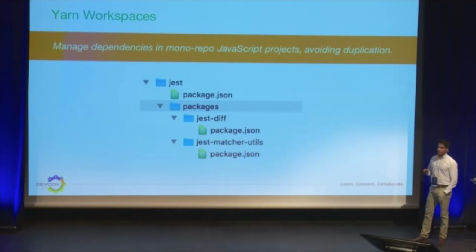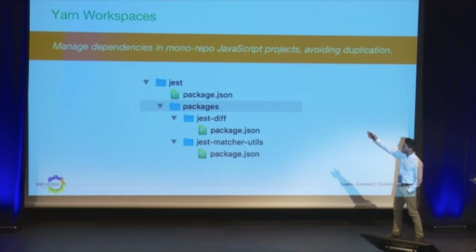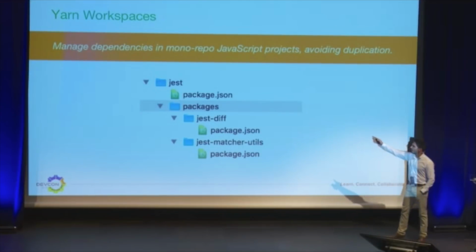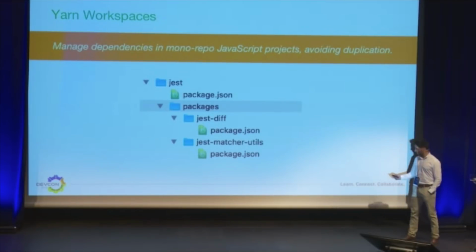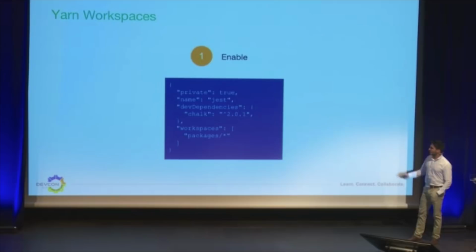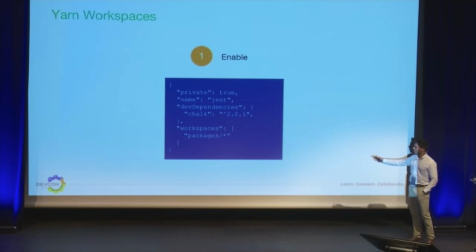Yarn also has a quite interesting concept, which is workspaces. Basically, workspaces help us avoid duplicate dependencies. So imagine that we have a project structure like this. We have the root package.json, and also two modules, the JSDiff module and the JSMatcher utils. This is the root package.json, where we specify where all the different modules are in the workspaces section.